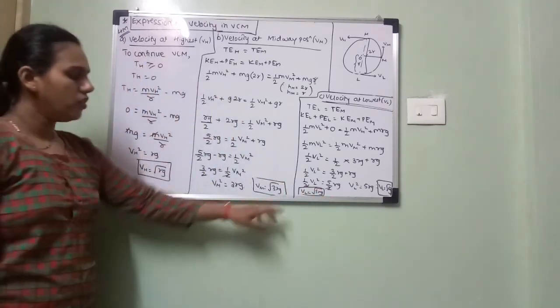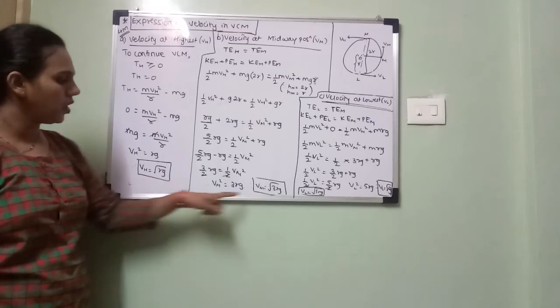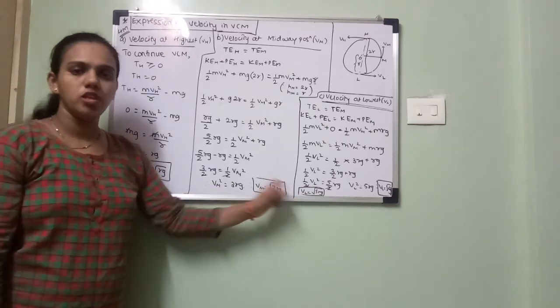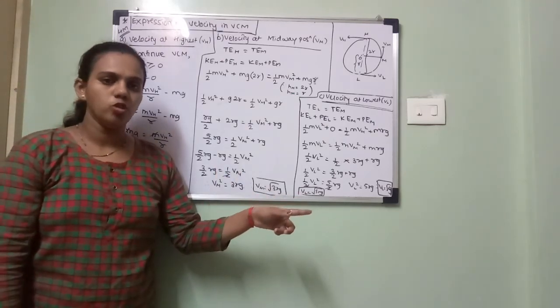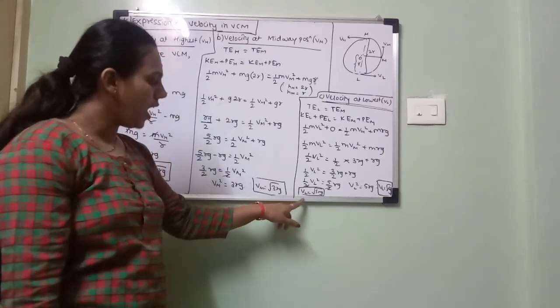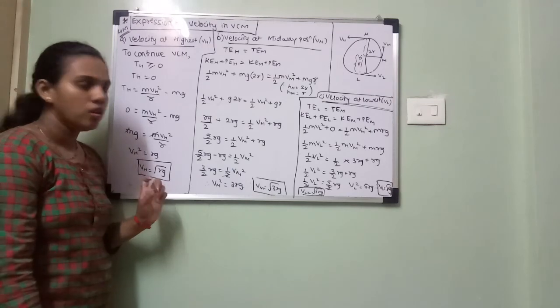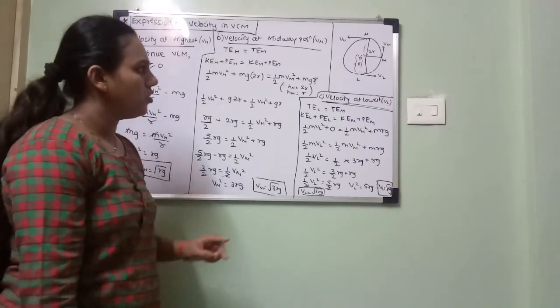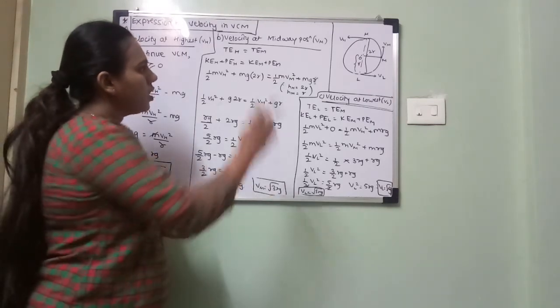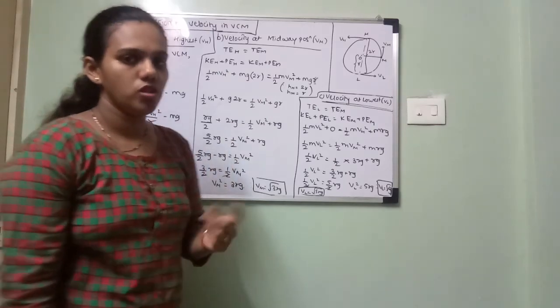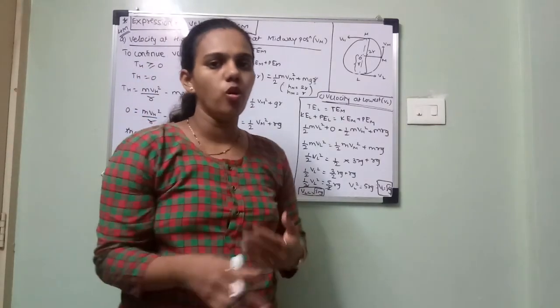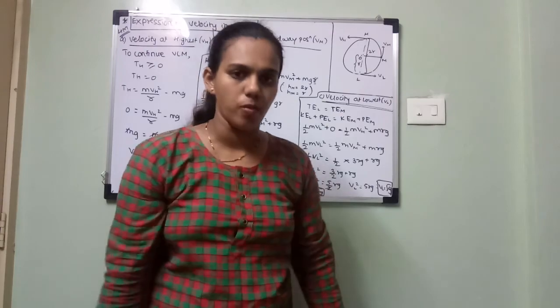So we have got the velocities at the highest point, midway point and lowest point. Using these three values, you can say that the velocity at the lowest point is more as compared to the highest point. Okay. So this completes 2 derivations. In the next point, we will see the remaining 2 derivations and we will cover the whole VCM again in a tabular format.